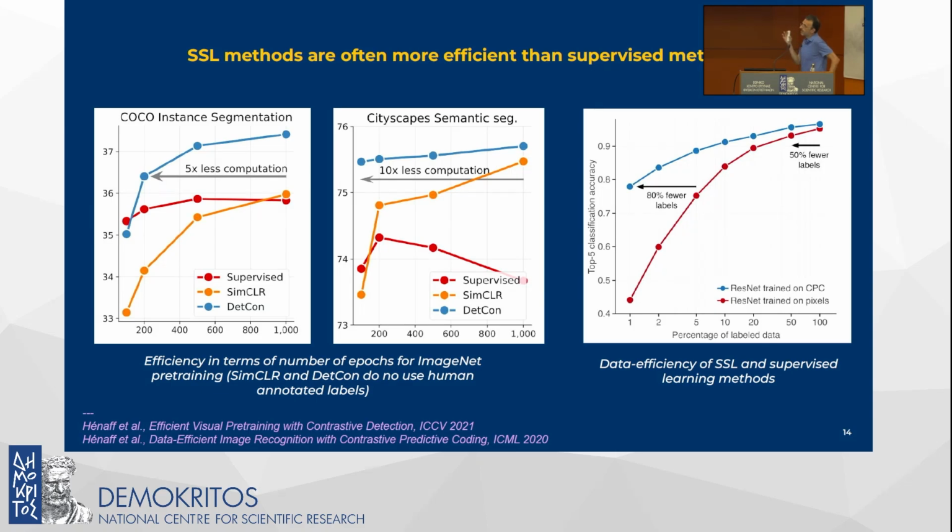But to make a long story short, if you use these SSL approaches, when you want to adapt your representation to a new task, what you gain is efficiency. Both in terms of samples, this is the plot on the right, but also in terms of the number of epochs, the number of iterations you need to train to adapt. These are the plots on the left. So this is the main advantage.